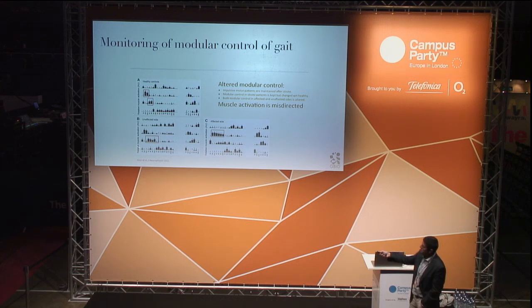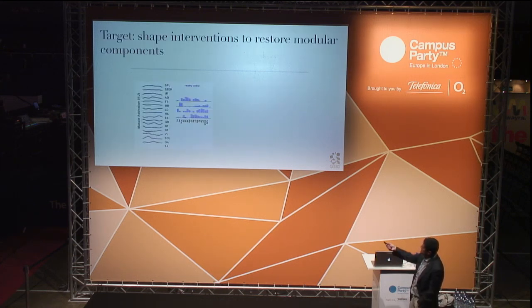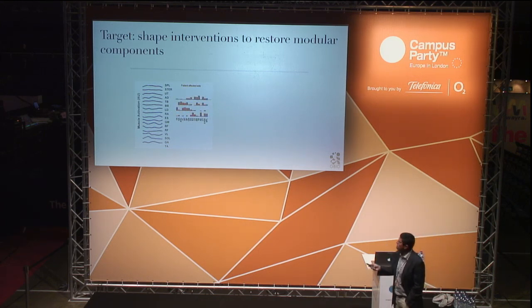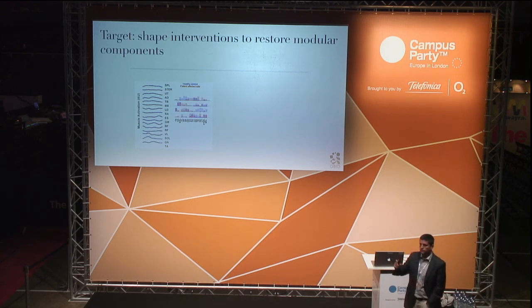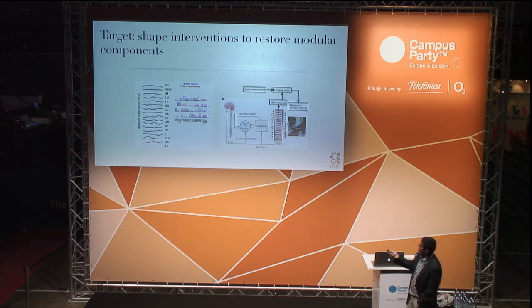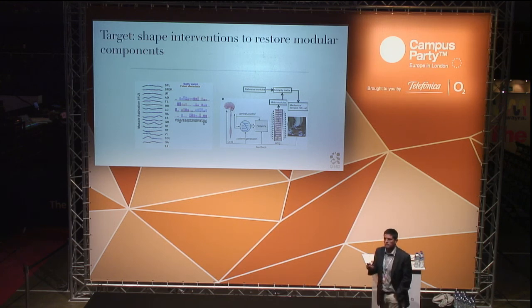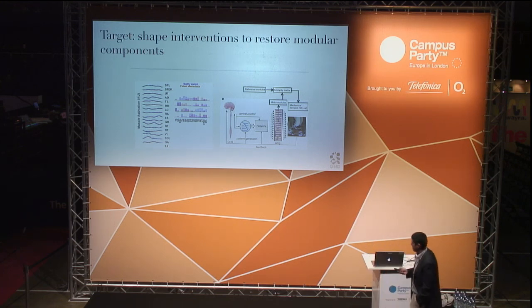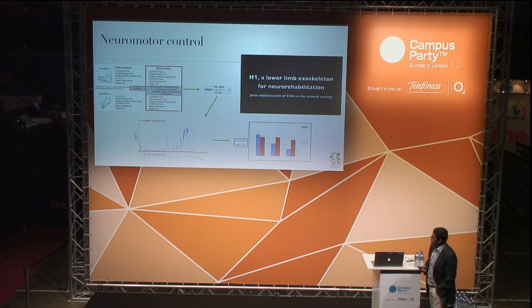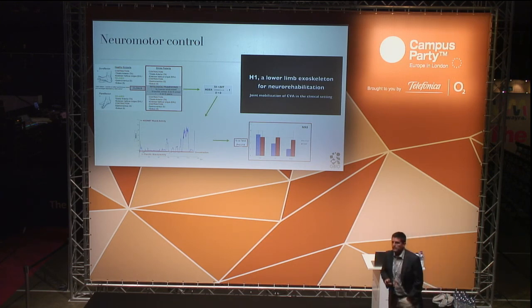So we can use this information because we have this for healthy users. We can measure this for a particular stroke patient. So if we have the information for the healthy control, and we have the information for the particular patient, then we can compute the difference, and then we can target a restoration of this coordination of movements by means of the robotized therapy. This is just an example for you to see how we can do this.